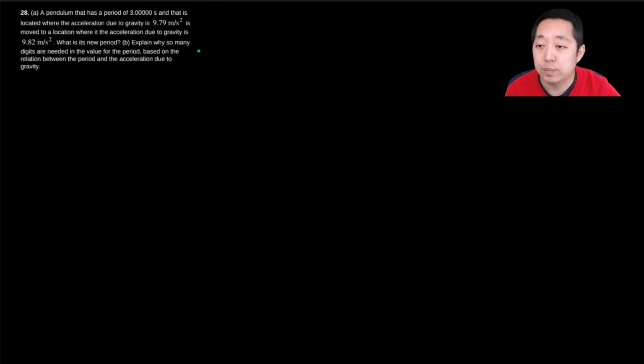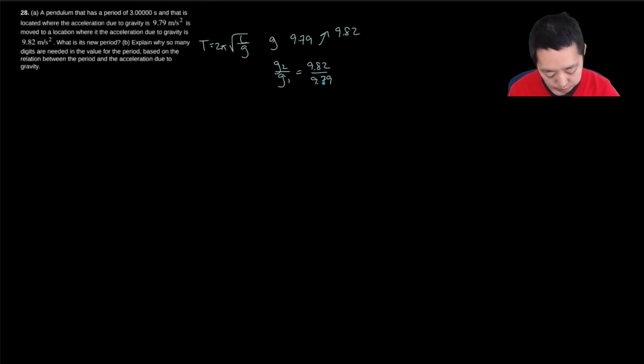So initially, you kind of need to know the L over G part, but what we're going to do is sort of do ratios here. So G is going to go from 9.79 and increase up to 9.82. Now that's a factor. If I were to do the ratio of the different gravities, 9.82 divided by 9.79, that would be a ratio of 1.003064 or something like that.